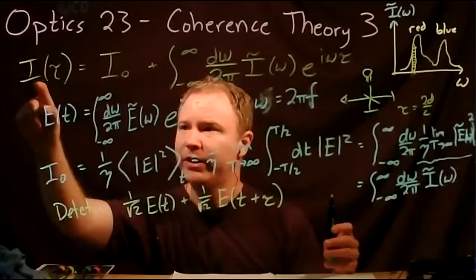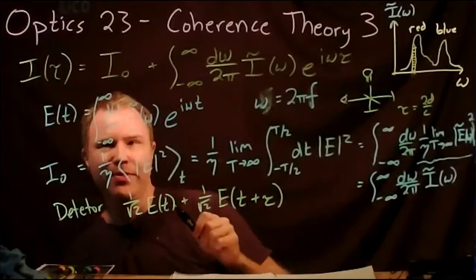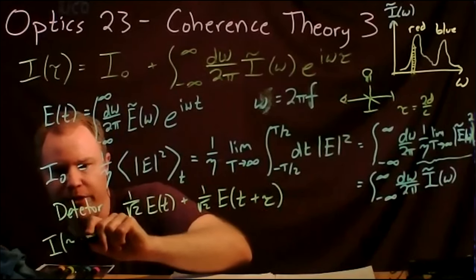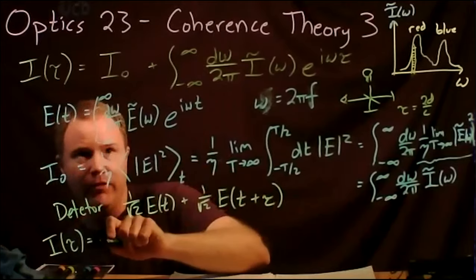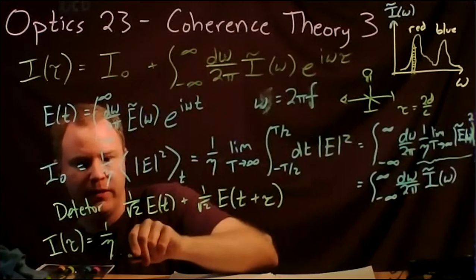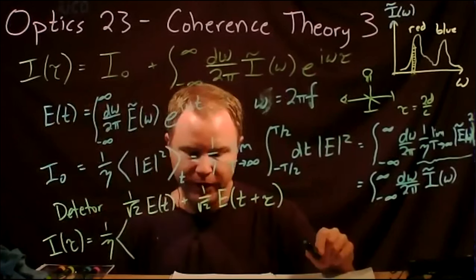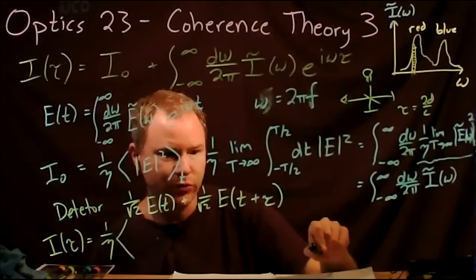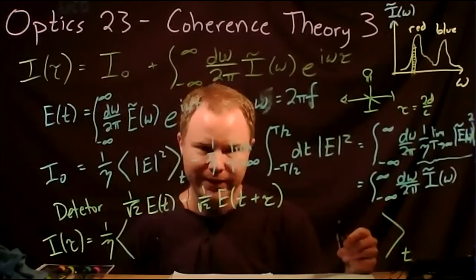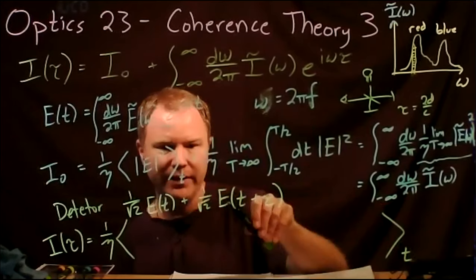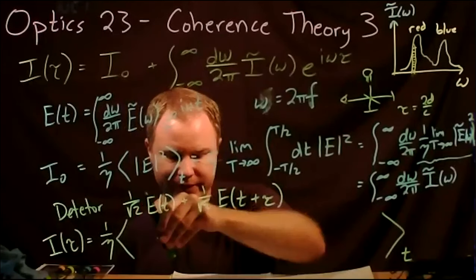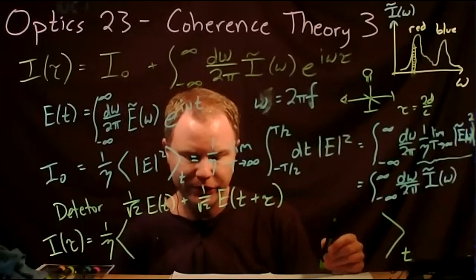All right, so now let's actually calculate the thing we want, which is this intensity as a function of tau. Eventually we'll get to this, but there are quite a few intermediate steps. So it's always 1 over eta times the time average of the electric field magnitude squared. So let me write the time average here, and now the electric field magnitude squared. It's going to be one copy of this times its complex conjugate.